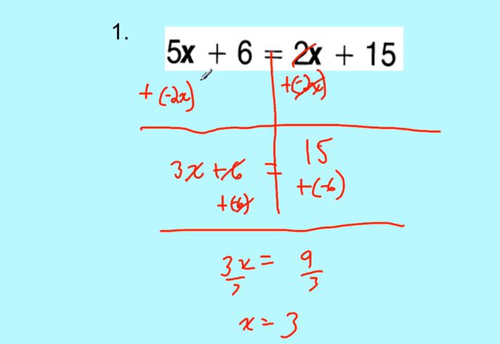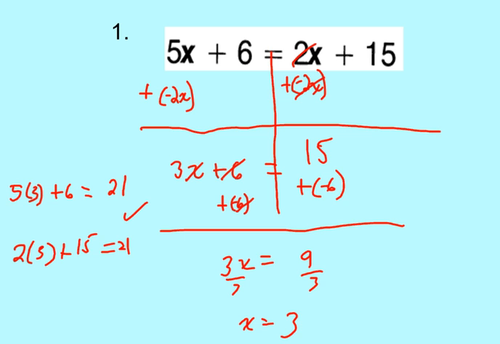Now let's go ahead and check that. I'll put 3 in for each x to make sure that it's balanced. So 5 times 3 plus 6. That's equal to 15 plus 6. That equals 21. I'm going to do the same thing for the other expression. So I'm going to do 2 times 3 plus 15. Well, that's 6. 6 plus 15 is 21. So it does balance out.